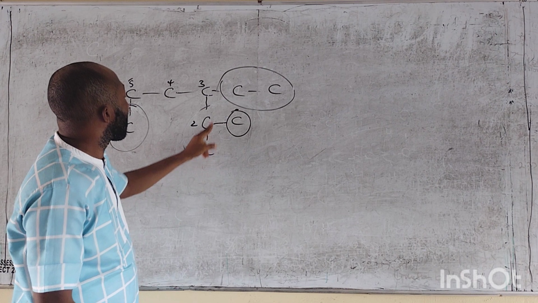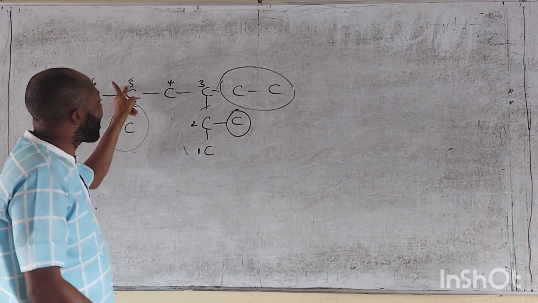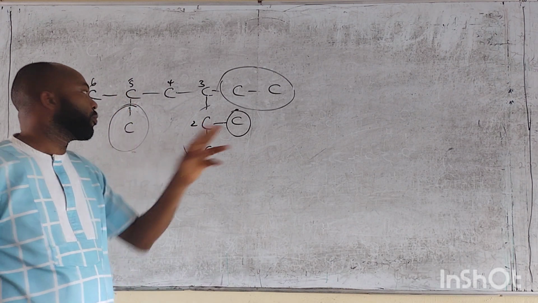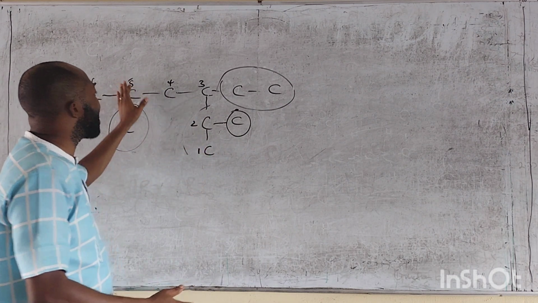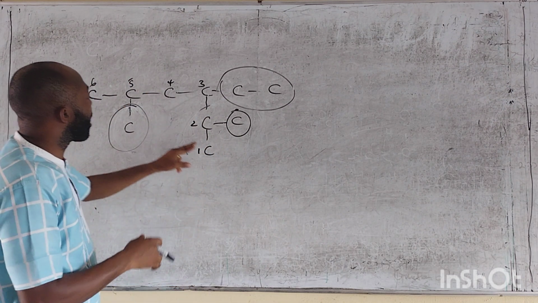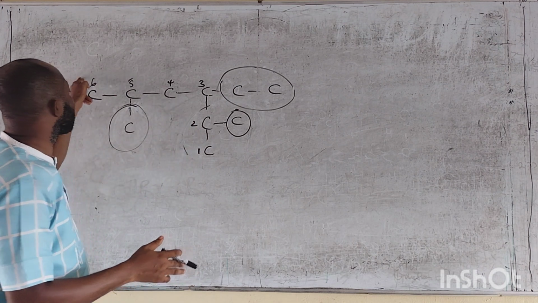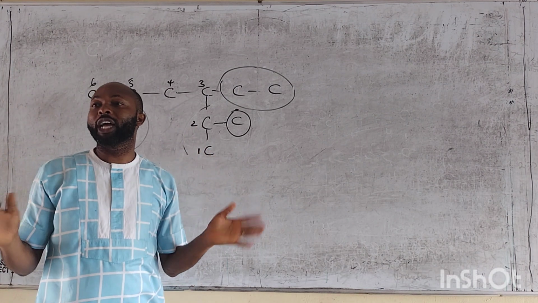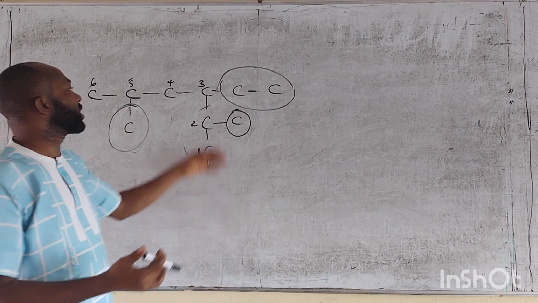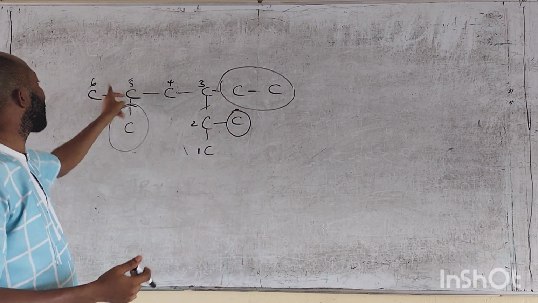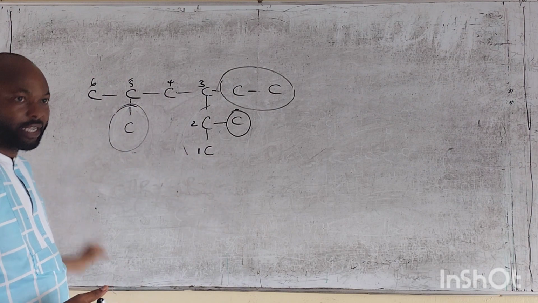Alright? Now, 2, 5 dimethyl. I have 2 methyls in 2 and in 5. So, it becomes 2, 5 dimethyl. Now, what is the parent chain? 6, hexane. So, that becomes the name of this organic compound. So, this is 3 ethyl, 2, 5 dimethyl hexane.